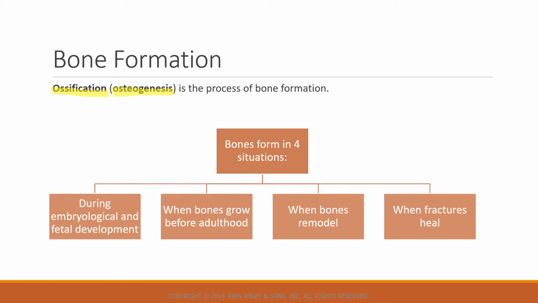The first one is going to be initial formation of bones in an embryo or a fetus. The second one will be the growth of bones during infancy, childhood, and adolescence until adult sizes are reached. The third one is going to be remodeling of bone. This is the replacement of old bone by new bone throughout life. And the fourth one is going to be the repair of fractures throughout life.